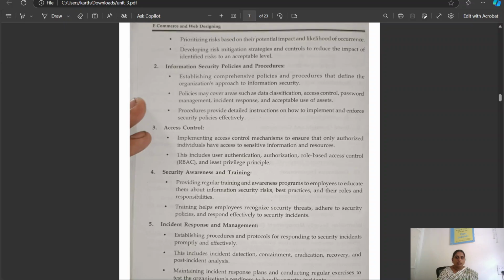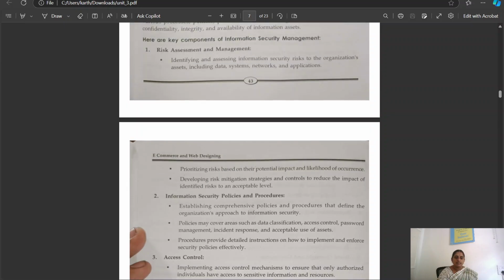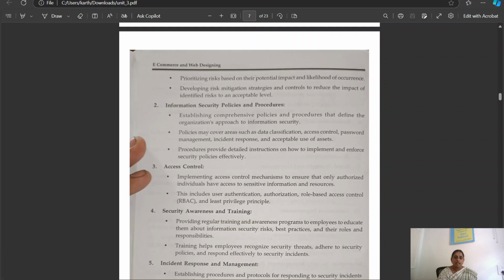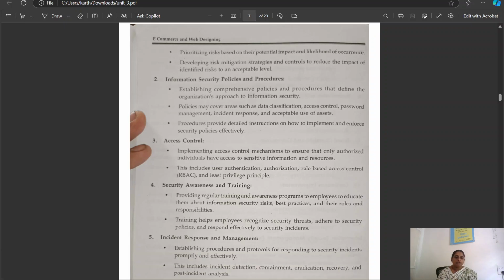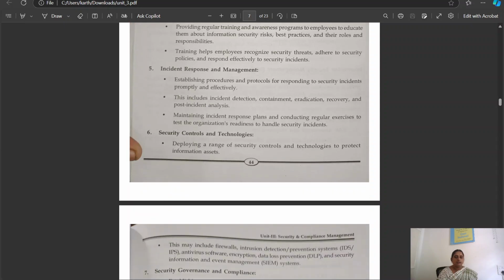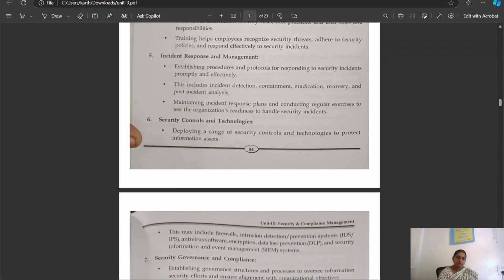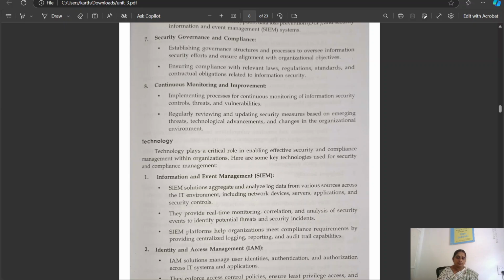Among them all, the main key points are risk assessment and management, access control, security awareness and training, incident response and management, which plays a key role, and continuous monitoring is also a key point in information security controls.